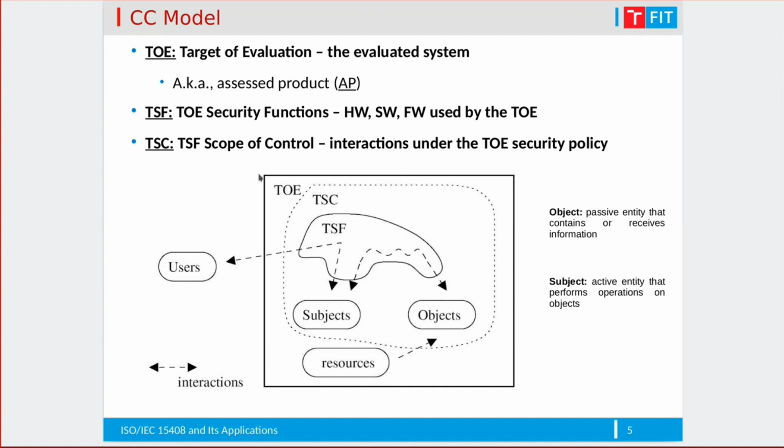However, the TOE itself also contains other things which belong to its scope, and these are referred to as TSC, which is the scope of control, and involve interactions under the security policy of the TOE, which means that it involves some subjects and objects, where objects are just passive entities that contain or receive information, while subjects are active entities that perform operations on objects. However, there might also be some resources which are not under the security policy of the TOE, which might be some external resources, probably some cloud services and so on. And then there are users which interact with the TOE.